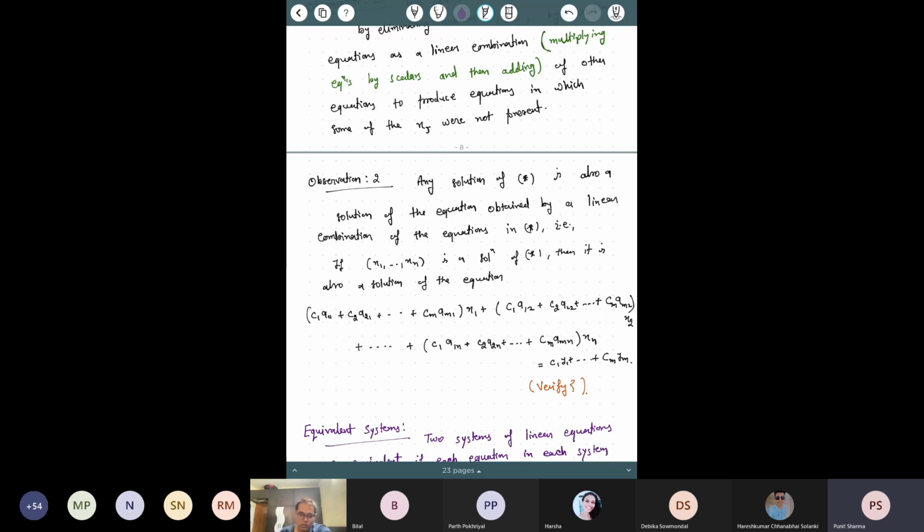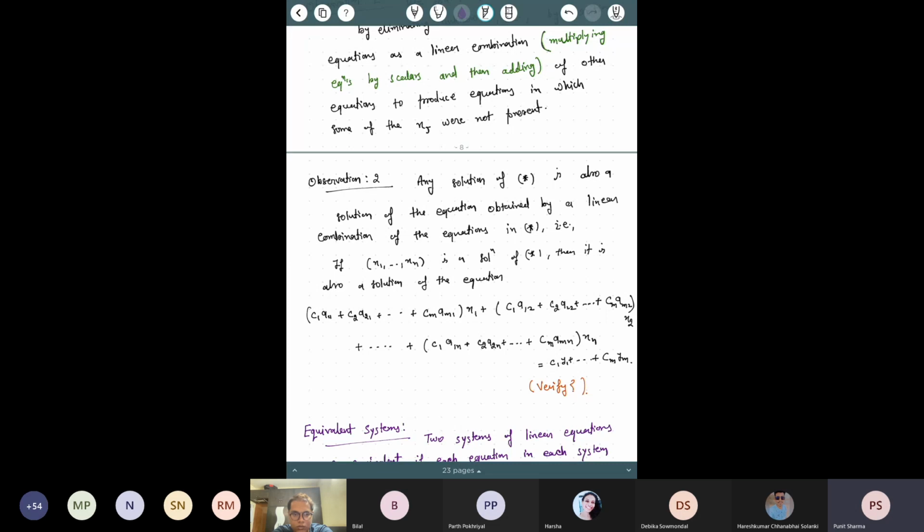So suppose x1 to xn is a solution of star. Star means your main system of equations. Then this is also a solution of this equation. What is this equation? This is just a linear combination of these m equations, right?